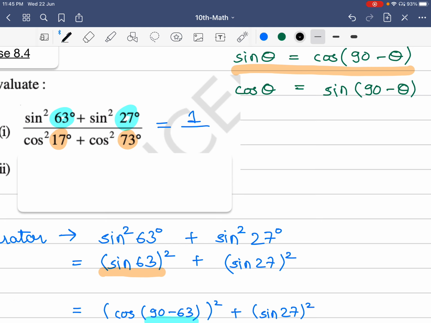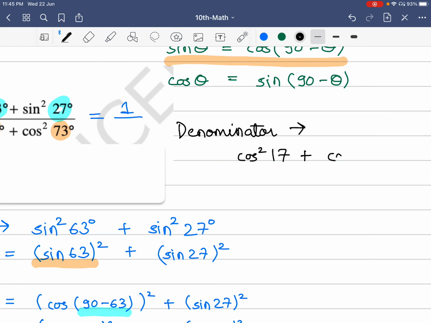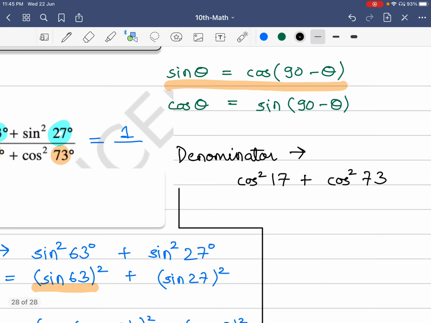Okay, so the denominator. What is the denominator? It is cos square 17 plus cos square 73 plus cos square 73. Okay, let me draw a line here. Now once again, these two angles sum to 90 degrees, so I'm going to convert one term.